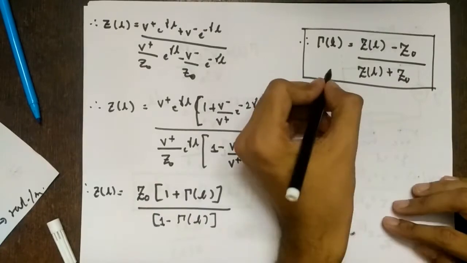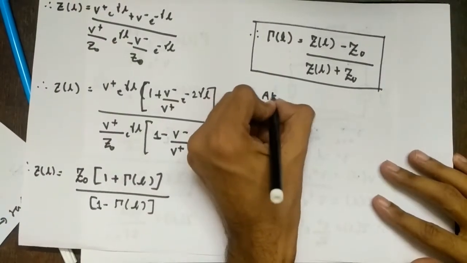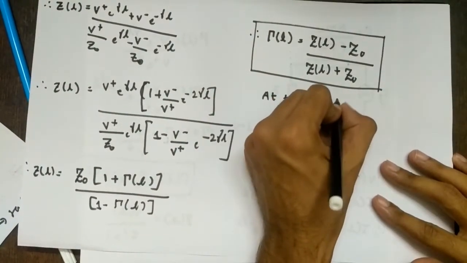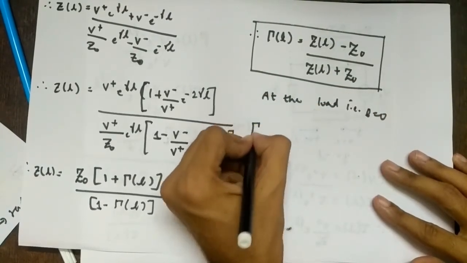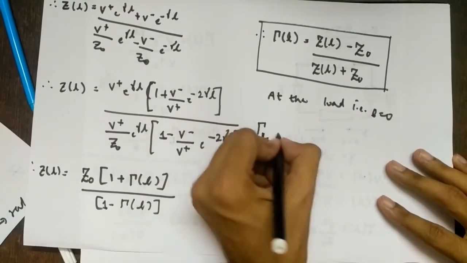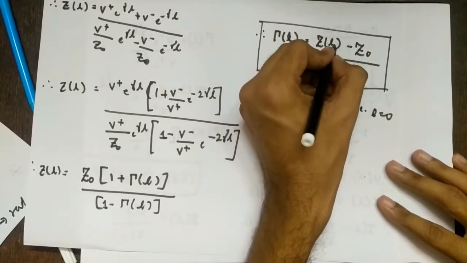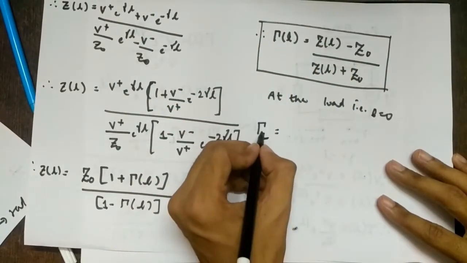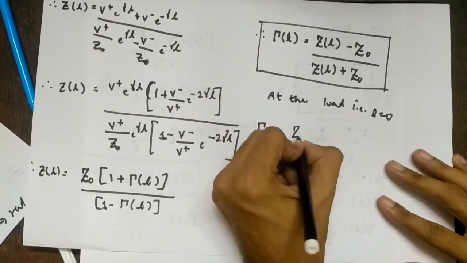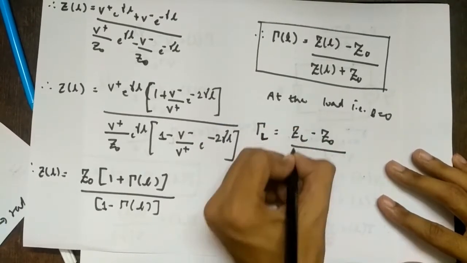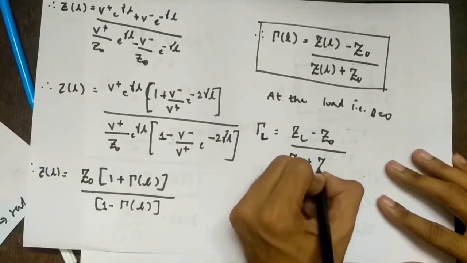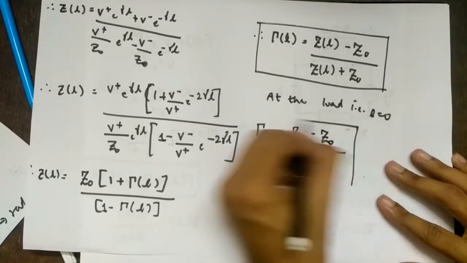So let's say I want to find the expression at the load. At the load, what is the value of L? 0, right? So it is gamma of 0, which we know is denoted by gamma suffix L. So it will be Z suffix L minus Z0 upon ZL plus Z0, right? So this is the other expression.